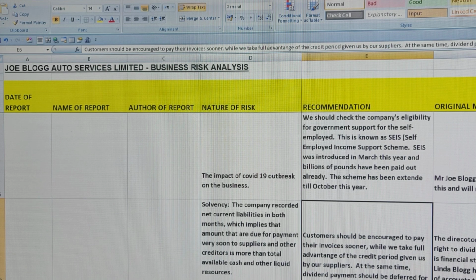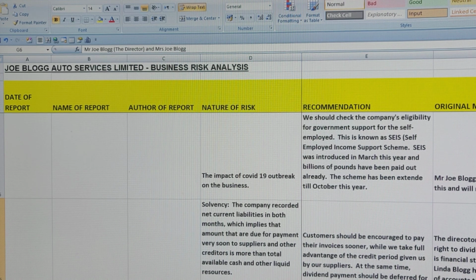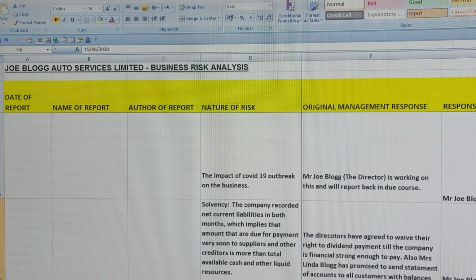So, what is the response of the management to this one? The directors have agreed to waive their right to dividend payment till the company is financially strong enough to pay. Also, Mrs. Linda Block has promised to send statements of account to all customers with balances on their accounts. Who is responsible? The director himself and his wife. They will take care of this matter. And when will they do it? On the 15th of June. If they don't do it, please go to them, have a gentle meeting with them.